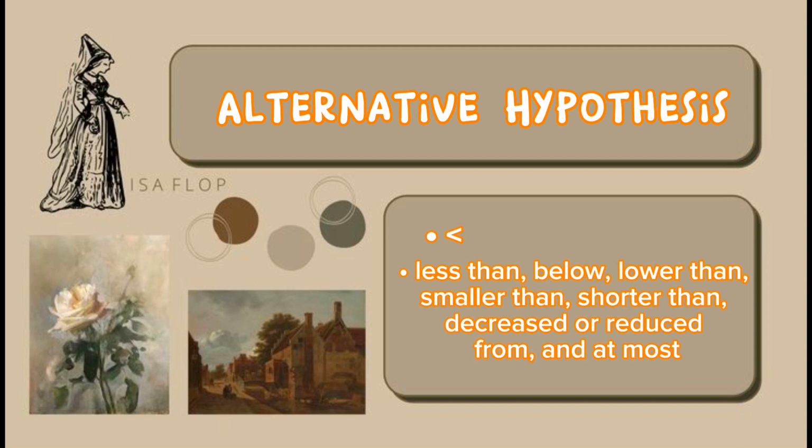The symbol is less than. Below, lower than, smaller than, shorter than, decrease or reduce from, at most. If the words in the statements are less than, below, lower than, smaller than, shorter than, decreased or reduced from, and at most, the symbol we will use is less than. So now, let us proceed to our examples.